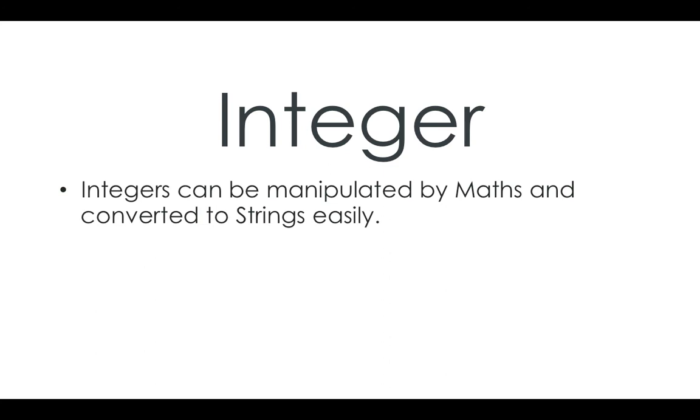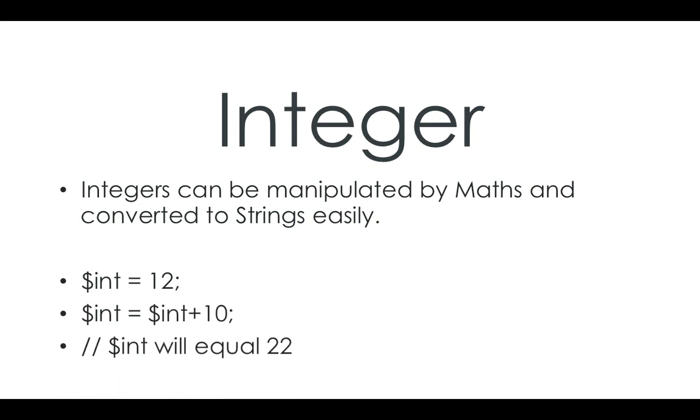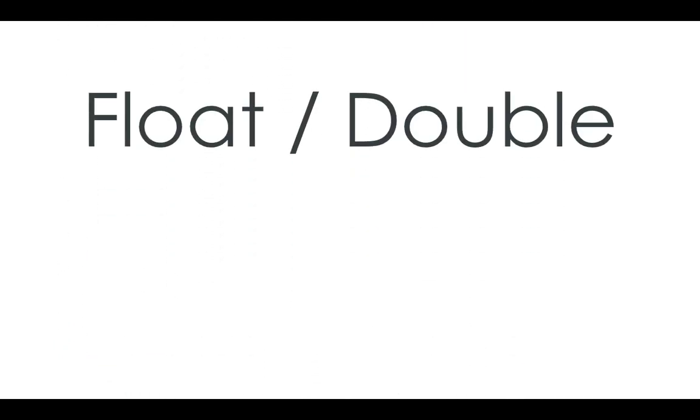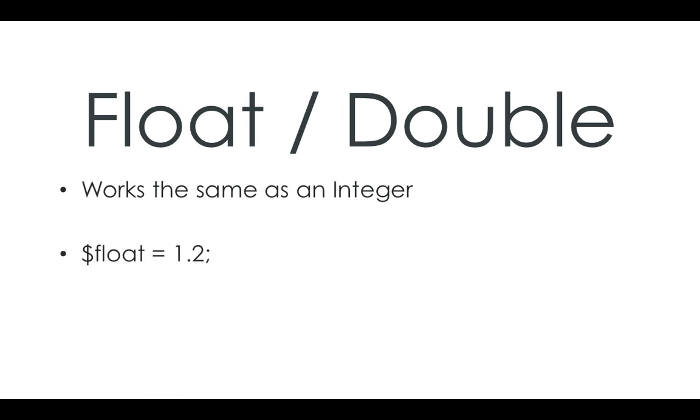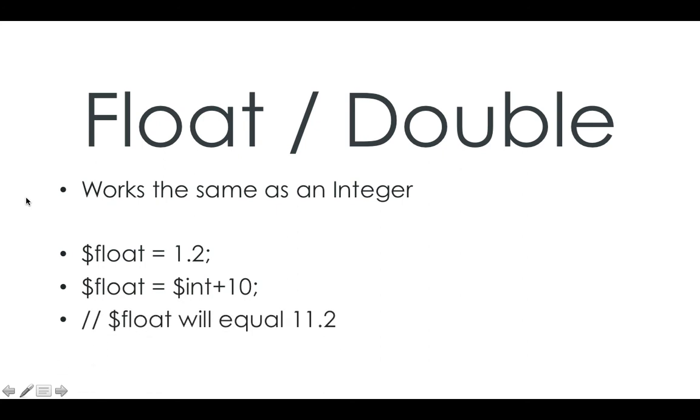So have a look at integers. They can be manipulated by maths, which the other types can't, and they can also be converted to strings quite easily. Like here is an int in PHP, and I can do int is equal to itself plus 10. So that would make int equal 22 because we've just added 10 to it. Floats, they work pretty much the same as an integer. You can still use math on them like that. Actually, that should be $float there. Wow, the amount of mistakes in this PowerPoint is unbelievable. And that would make it equal 11.2. Sorry about that.